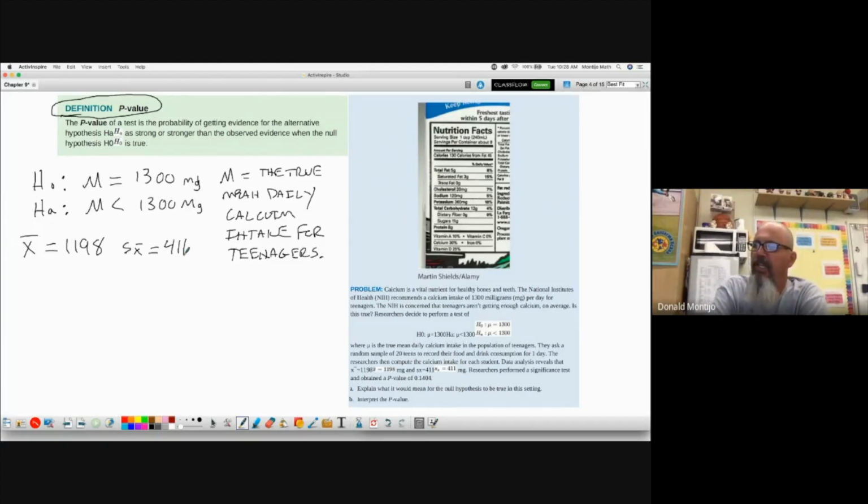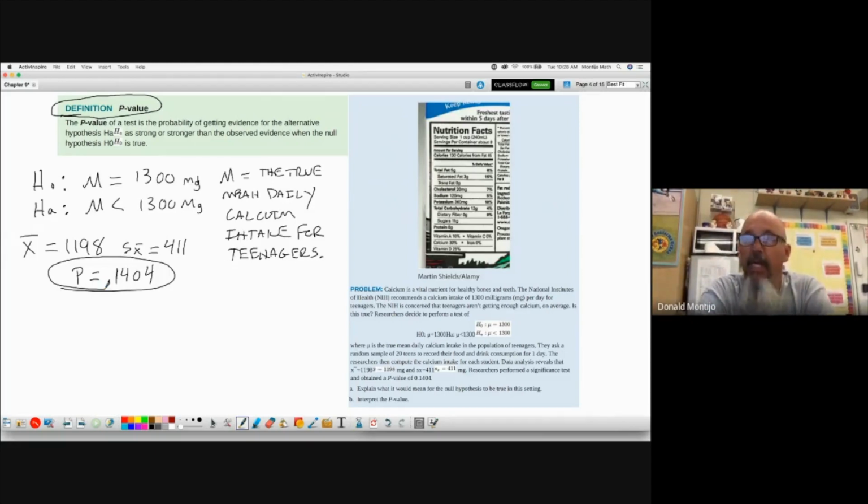Researchers performed a significance test and came up with a p-value of 0.1404. What does this p-value mean in context of the problem? Moving forward very soon, we'll look at how they calculated that p-value. Where did it come from? What kind of statistics or mathematics were involved in calculating that value? But right now, it's super important that we can interpret the p-value in context of the problem.